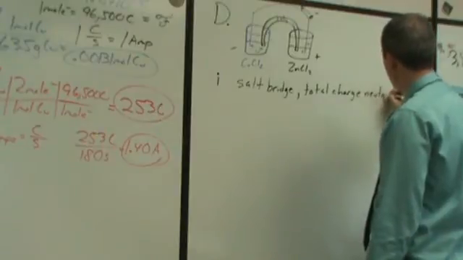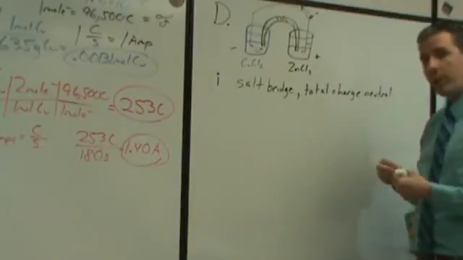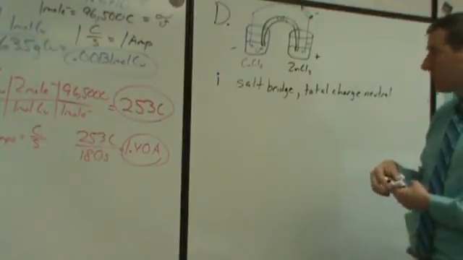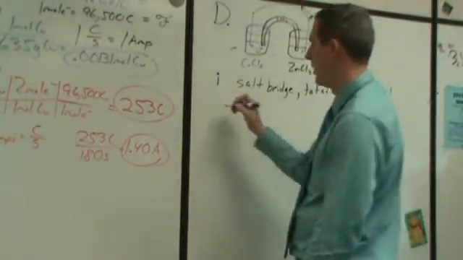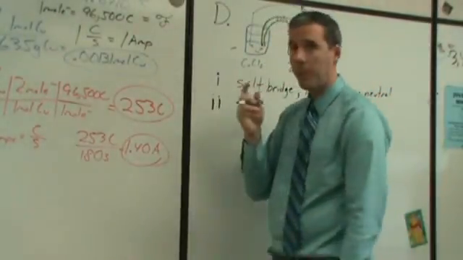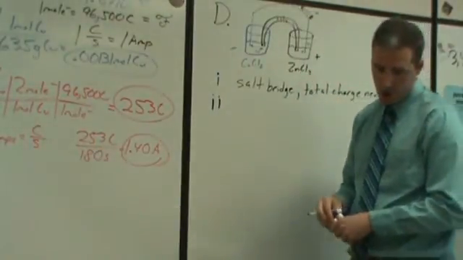And what that does is that maintains a neutrality that allows the continuation of the flow of the electrons. Without that, then your cell is going to shut down because it's going to have a net charge on one side. It's going to force a very quick equilibrium where the force no longer was pulling electrons over.